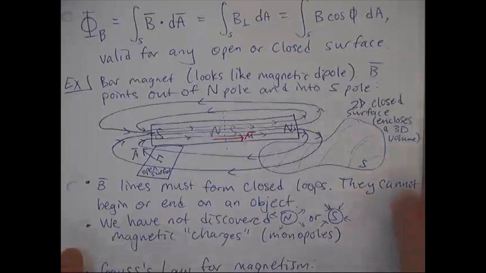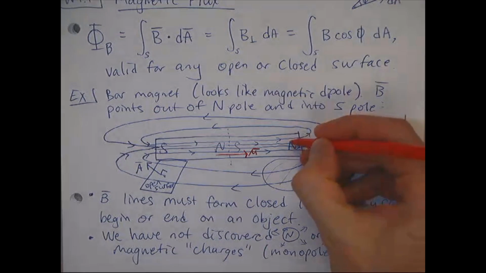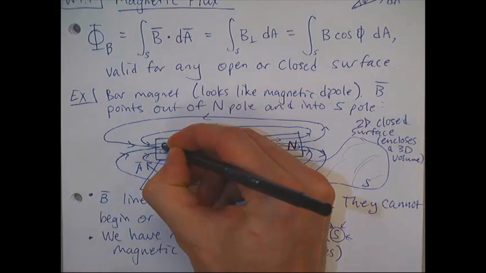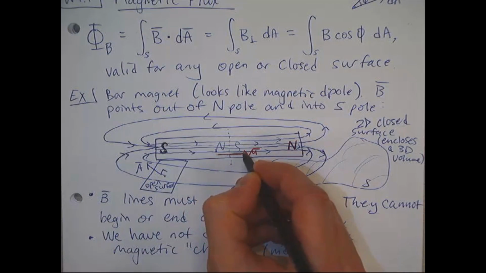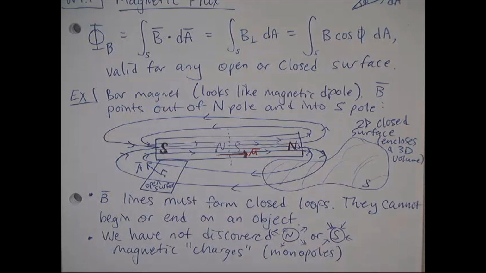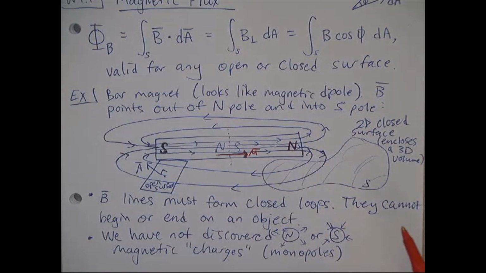If you look at the bar magnet example, it looks like a magnetic dipole. Remember, we had a north and a south pole with a dipole moment vector that points from south to north. We know that there were closed loops that the magnetic field would form.